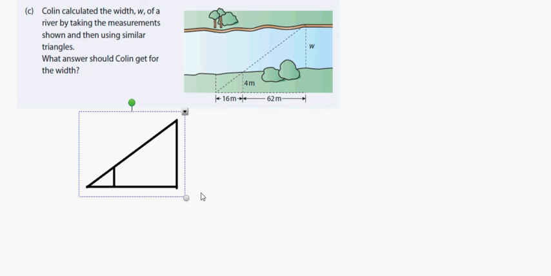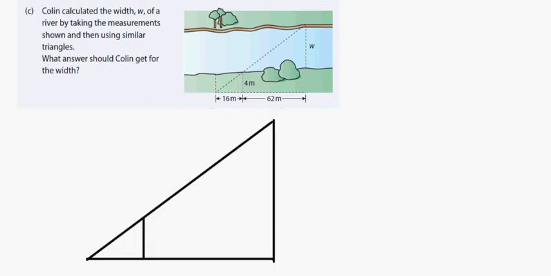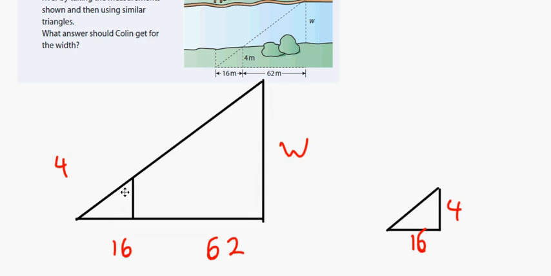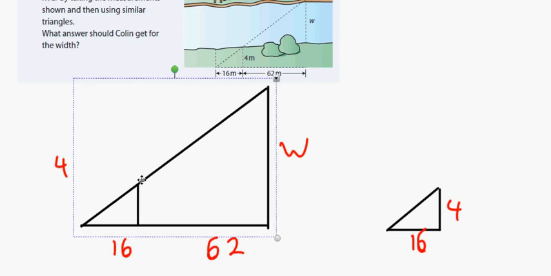So what we can do here is bring this down and enlarge it for our own use. So this is the triangle we're going to be working with. It's going to be 16 across, 4 up, W wide, and this is going to be 62. Now, there's a big triangle and a small triangle. So what we're going to do is take out the small triangle, just this one here, and for the small triangle it's going to be 16 by 4. Okay, and for the large triangle, which is this one here, I'll just get rid of this here for a second.